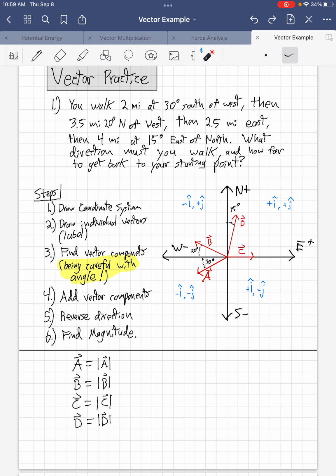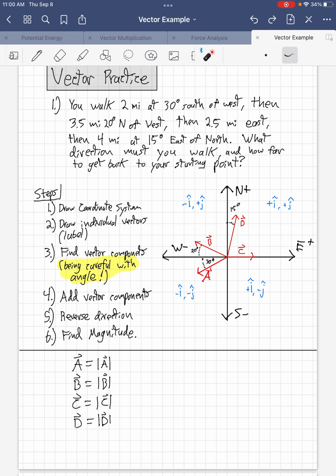And then we walk 2.5 miles east, so just along the horizontal axis. Then we walk 4 miles at 15 degrees east of north. So we go to north and we move 15 degrees towards east. And that way we're walking 4 miles that way.